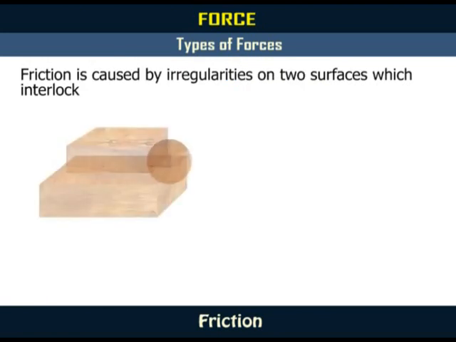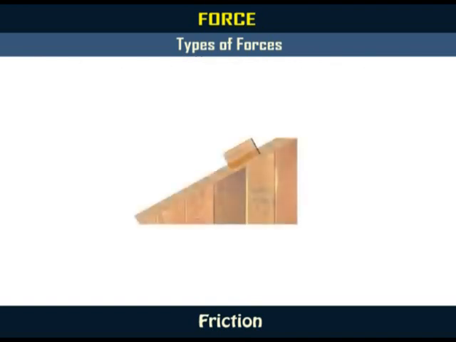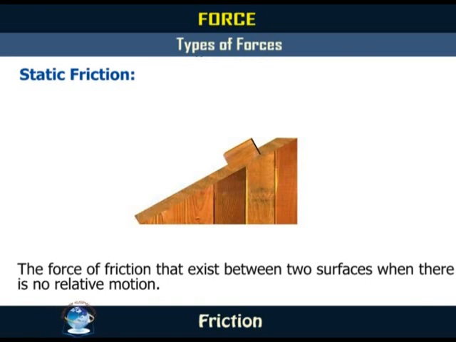Friction occurs due to irregularities on the surfaces of the two objects, which causes a kind of an interlock. Consider this wooden block lying on top of another. Although the plane is inclined, the small block doesn't slide over. And that is because the force of friction opposes any attempt to move. The force of friction that exists between two surfaces in contact when there is no relative motion is called static friction.